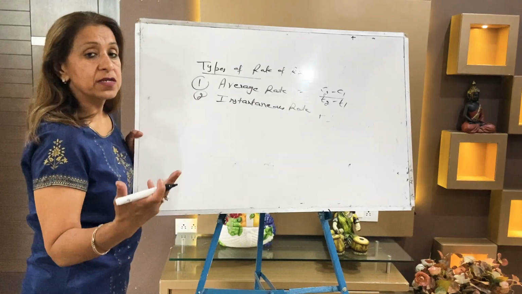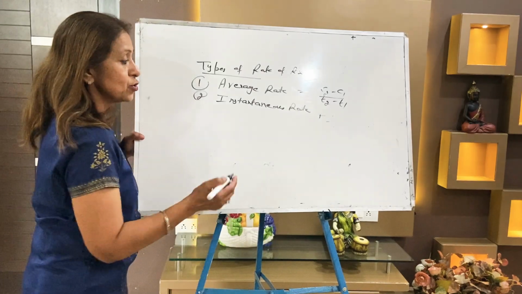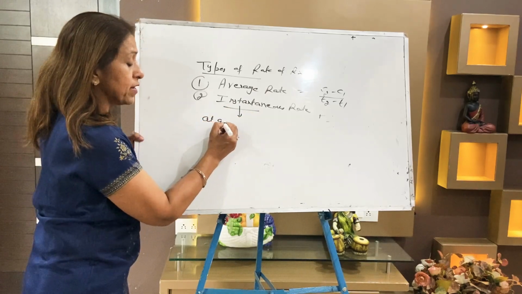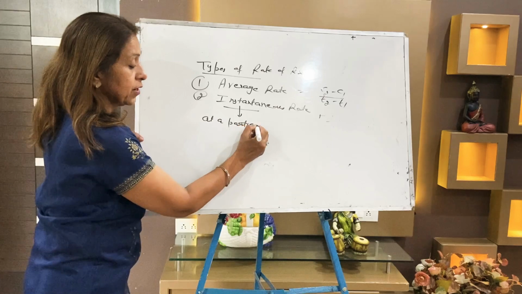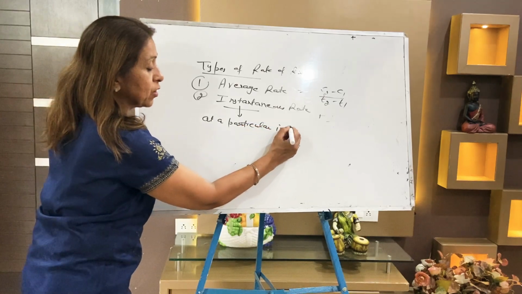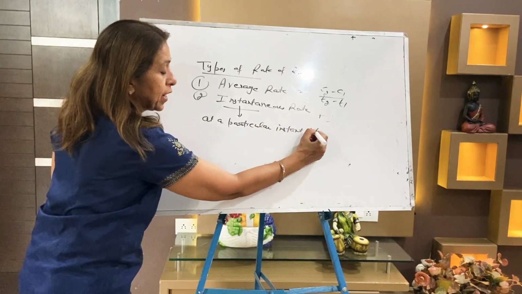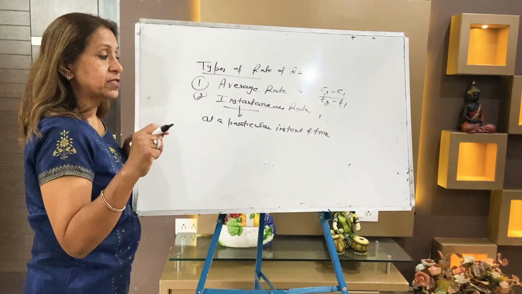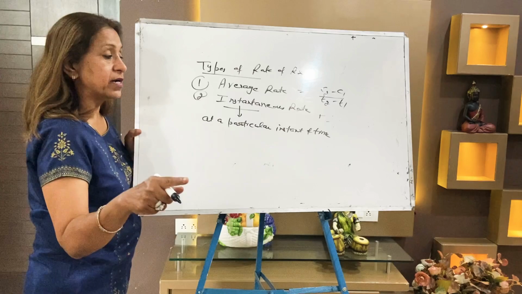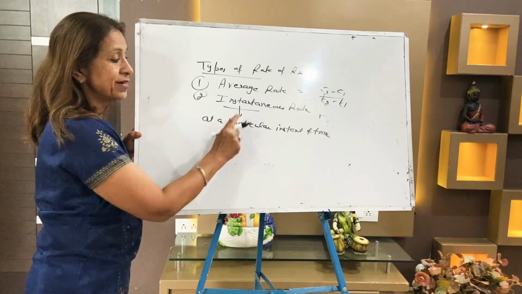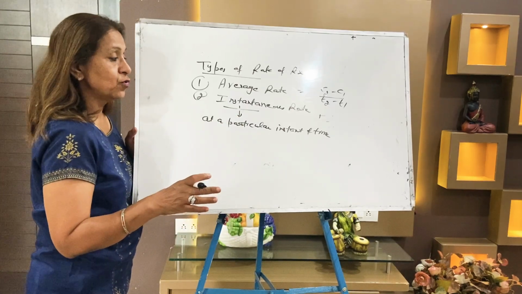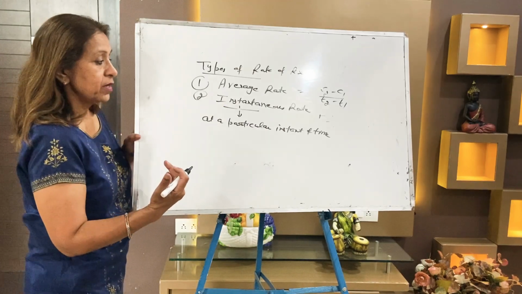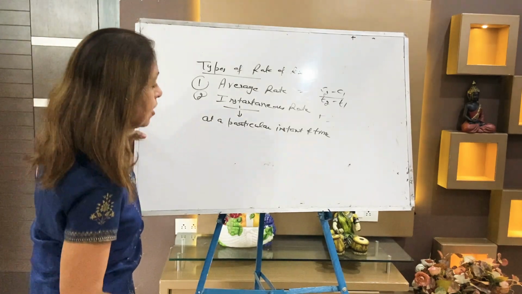But in instantaneous rate, it is instant. So instantaneous rate is the rate which is calculated at a particular instant of time. I will give you the time and say, what is your rate at 15 minutes? So at 15 minutes, it is the instantaneous rate. I am going to discuss both these rates first by making a graph. Now make a graph, a general graph.